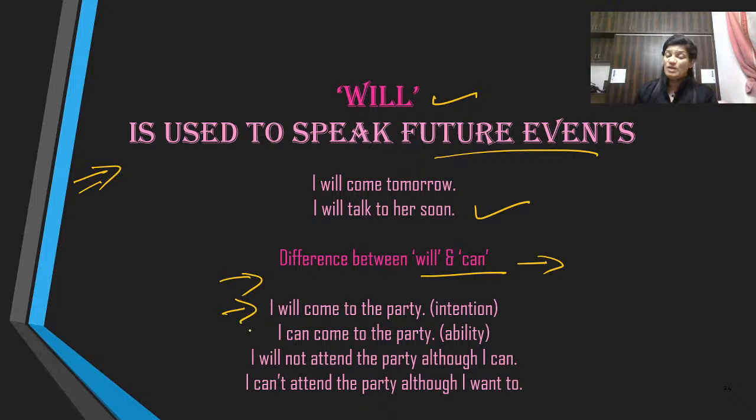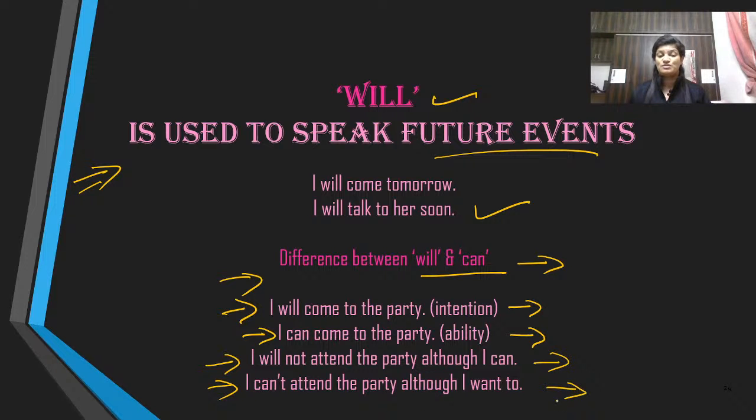Okay, guys, I will come to the party. It's my intention. I am willing. I want to. Therefore, I will come to the party. I can eat sweets, but I will not because I'm on a diet, right, Hina? I can come to the party. I am able to, but then I'm not interested. I'm free. I can very well come to the party, but I am not interested. I am not willing. I will not attend the party, although I can, and I can't attend the party, although I want to. So that's the difference between intention as in willingness.